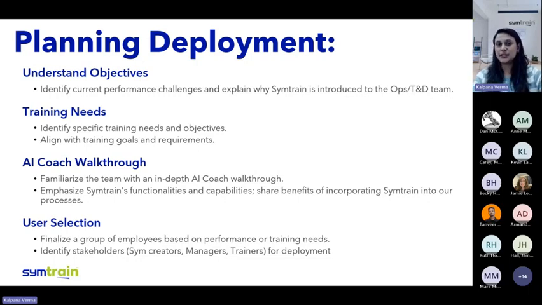So that's why it is really important for you to identify who exactly your stakeholders are, and keep a backup in case the first person is not available. That is really important. But yes, it's very important that you have a main point of contact identified for your sim creation, for your manager role, and for your trainer's role.